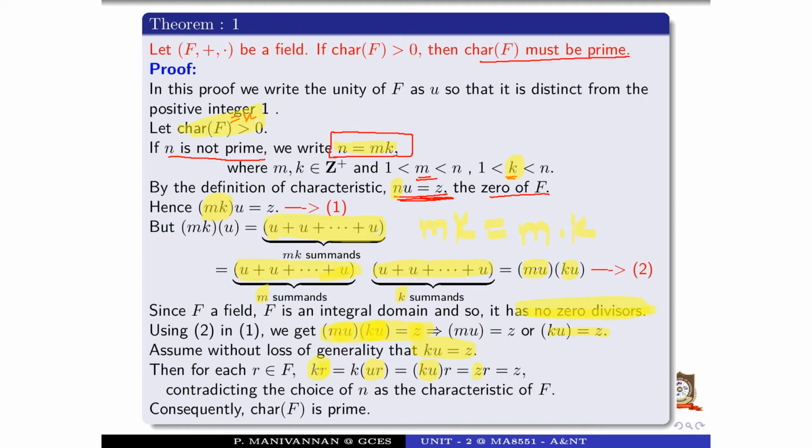Hence, what is the contradiction? We assumed n is not prime. It is a contradiction. Therefore, the characteristic value of F will be a prime number.